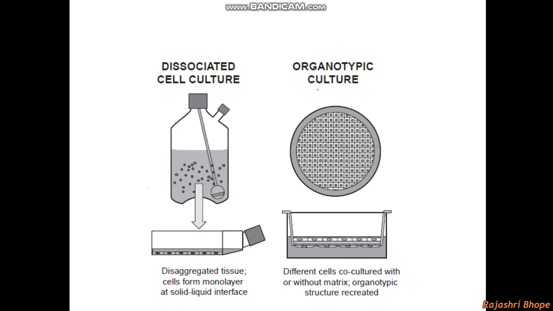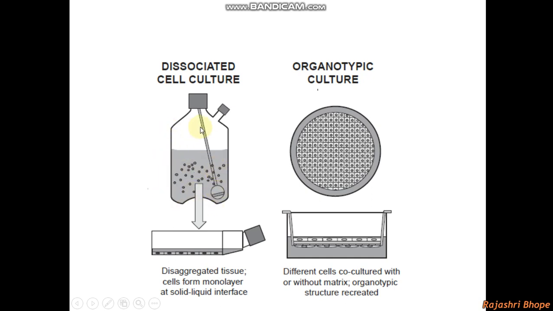Then there are advanced methods known as dissociated cell culture and organotypic cell culture. See here, in organotypic cell culture, a gel matrix or fibers are present which support the cell growth. Cells adhere to the matrix and then grow. And in dissociated cell culture, the cells are suspended.